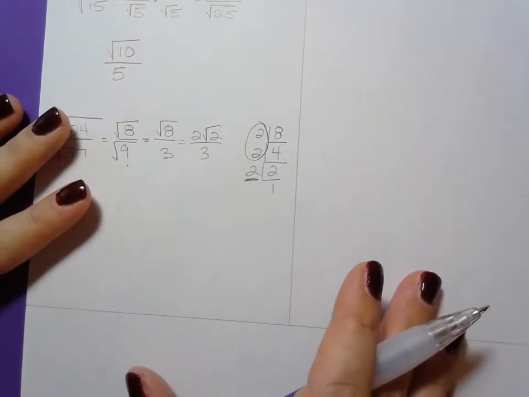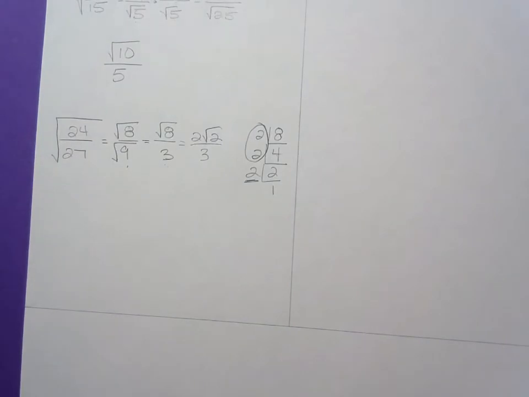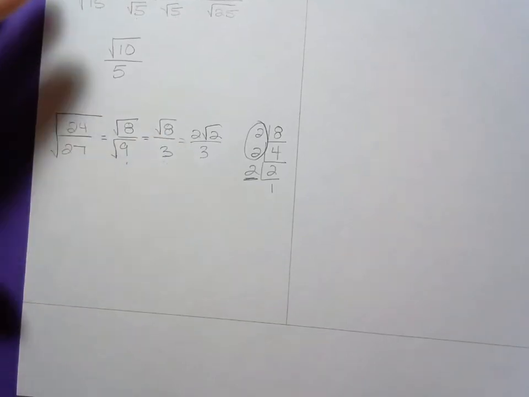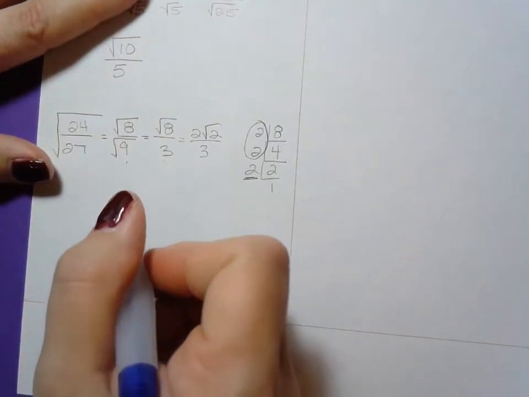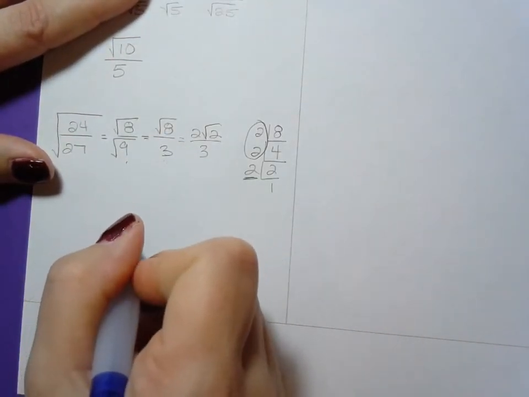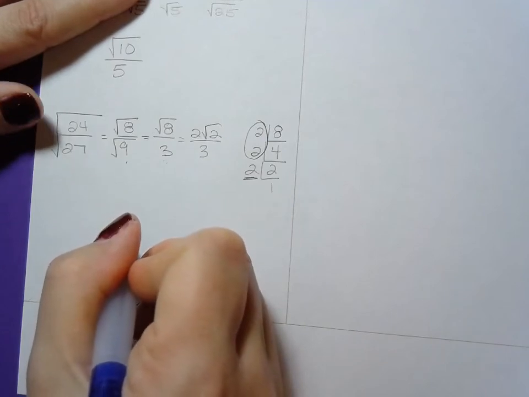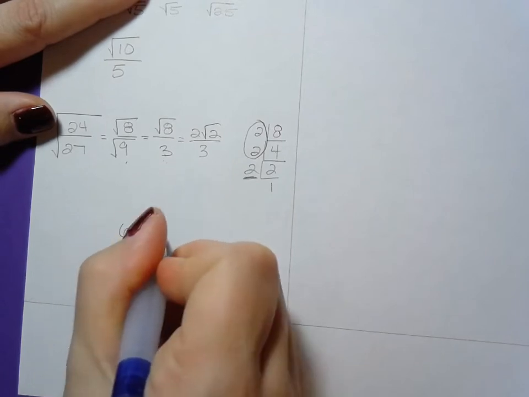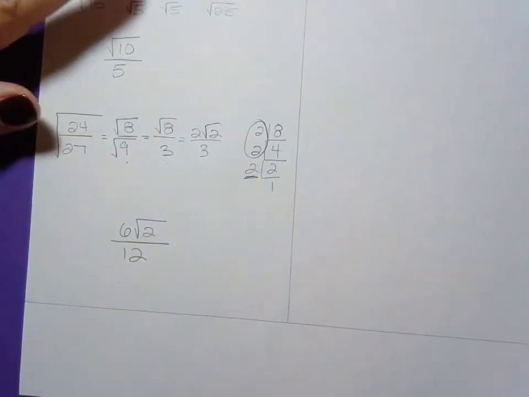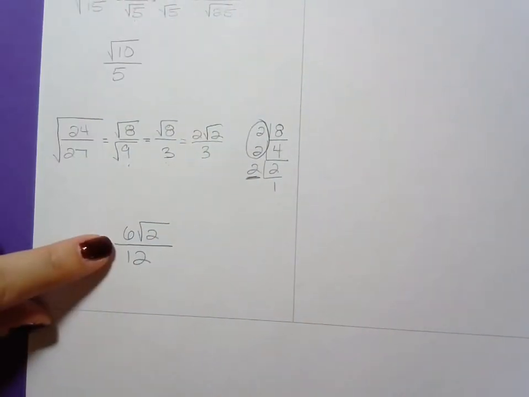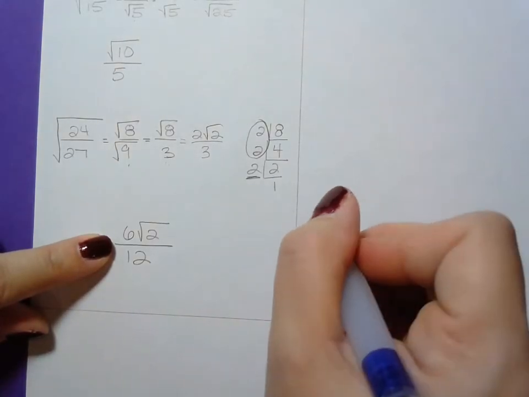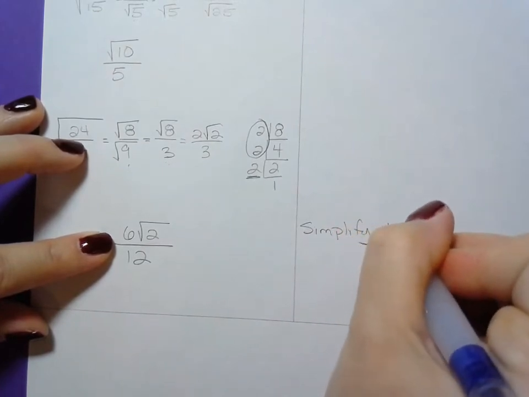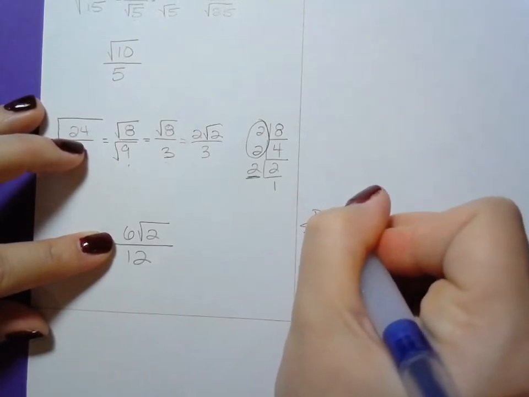Something else that you want to be able to recognize is when you get to this final step, sometimes this isn't the final step. Sometimes we end up with fractions like, I'm going to make one up real quick here instead of making you solve out an entire problem. If we end up with 6 square root of 2 over 12, this can actually be simplified even further. You can simplify or reduce, I like the word reduce, let's try that.